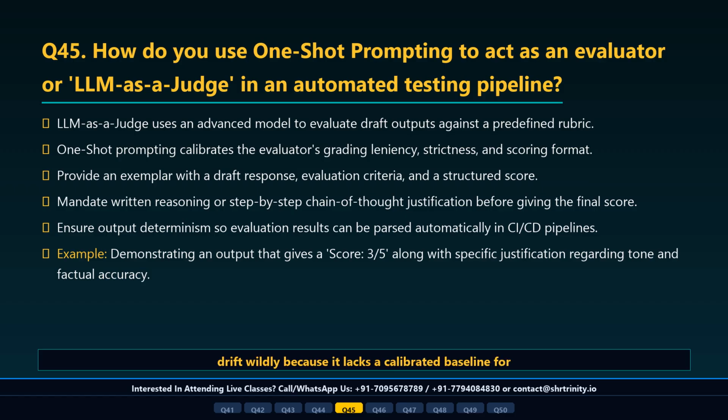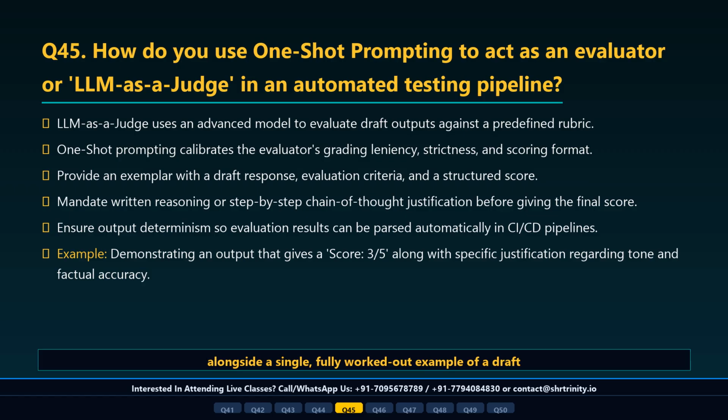One-shot prompting solves this calibration problem elegantly. In your evaluation prompt, you supply a complete rubric alongside a single, fully worked-out example of a draft answer being evaluated. Crucially, the example must show the judge writing out a structured justification before giving the final numerical score. This forces the judging model to use chain-of-thought reasoning.